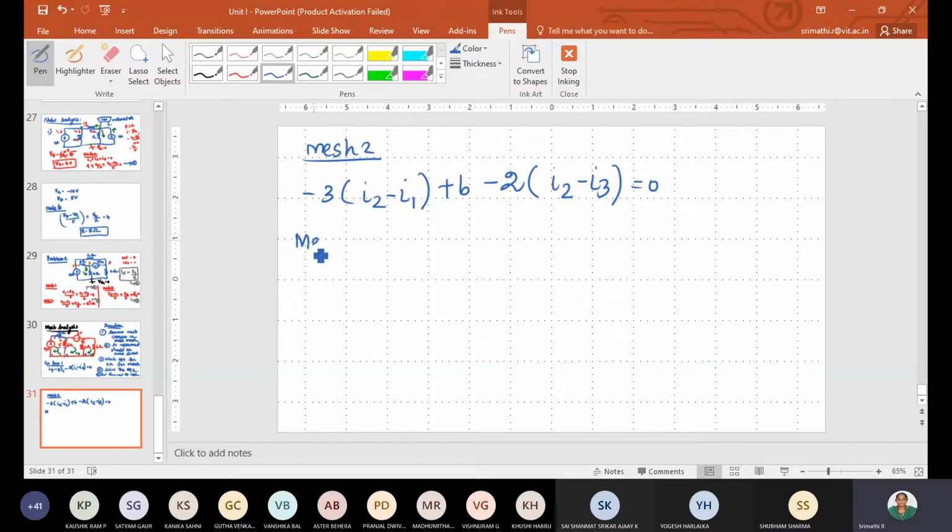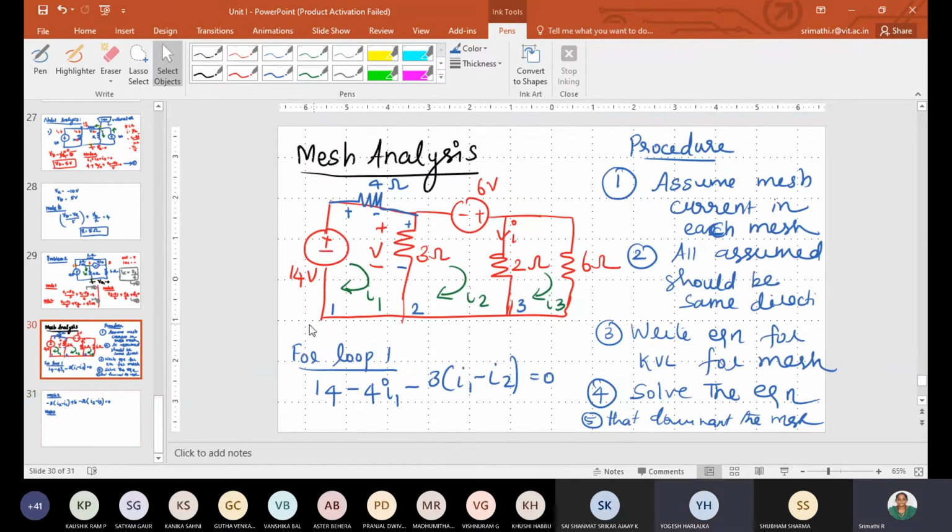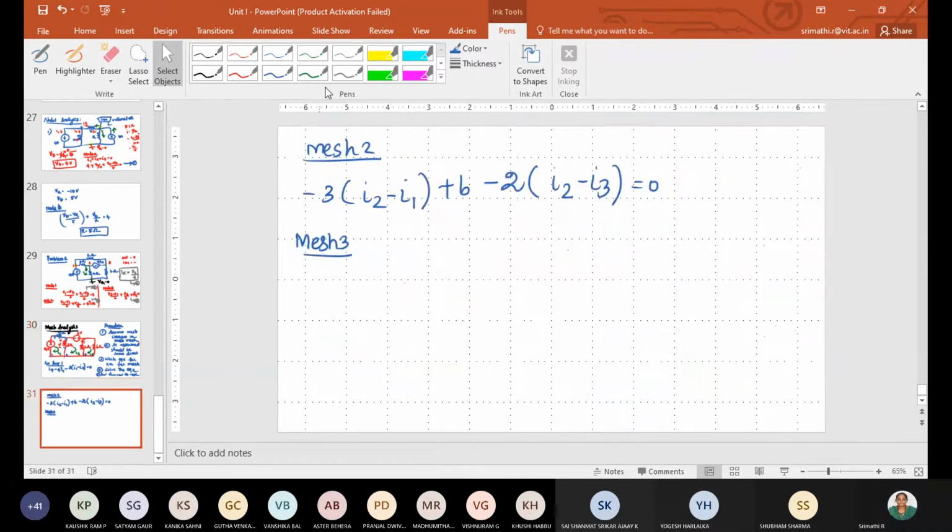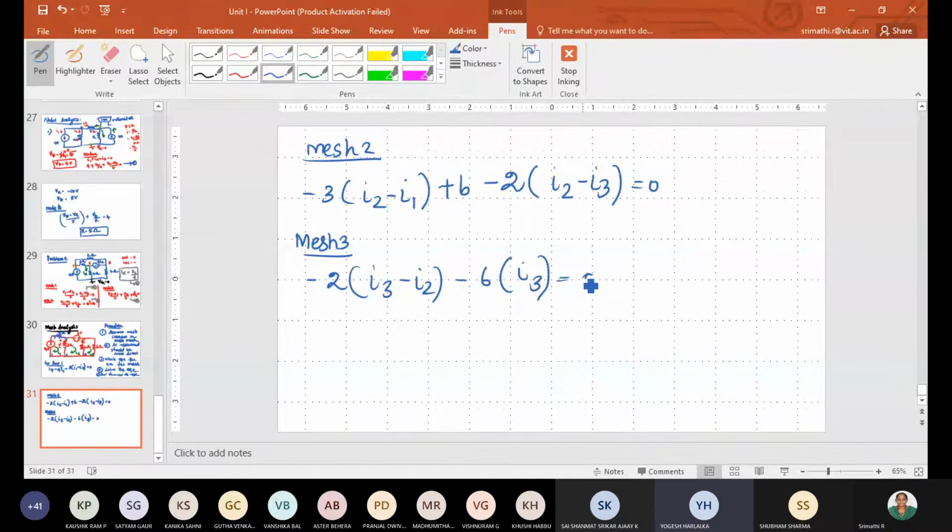And what about mesh 3? You have only 2 resistors. Yes. Minus 2(I3 minus I2), minus 6I3. So rearrange your equations and then try to solve: minus 8I3 plus 2I2 is equal to 0.